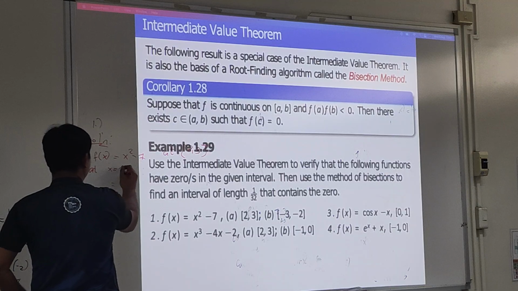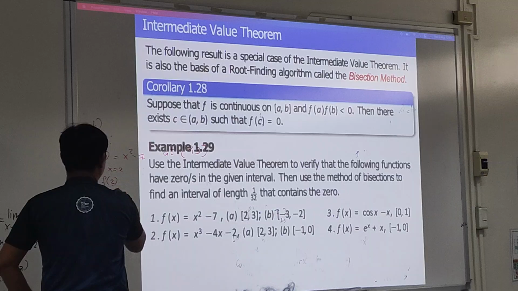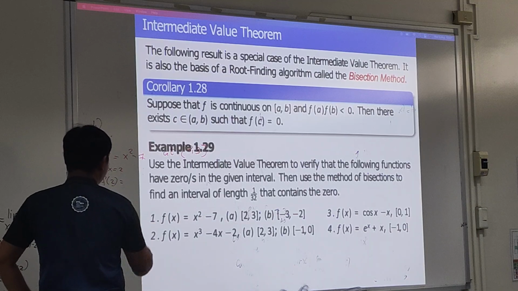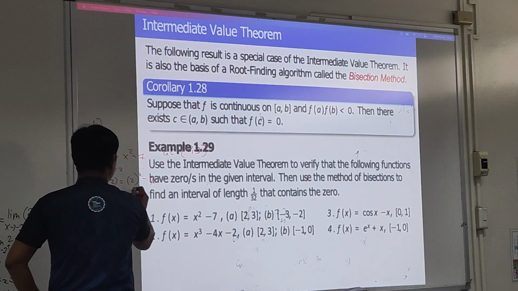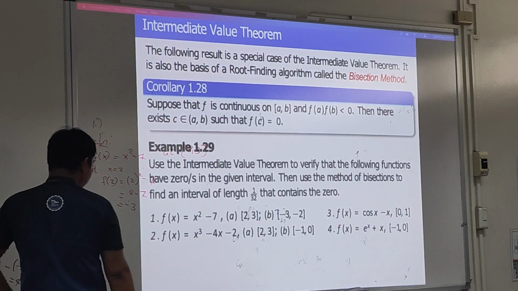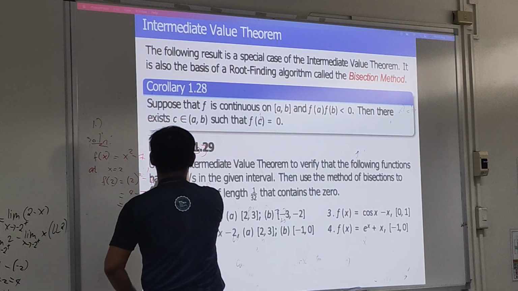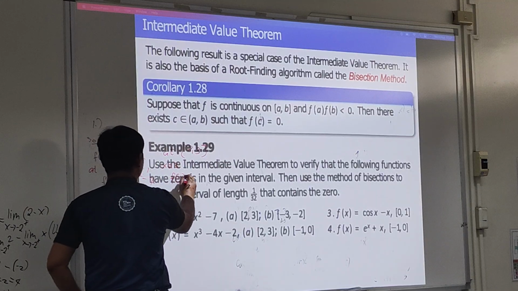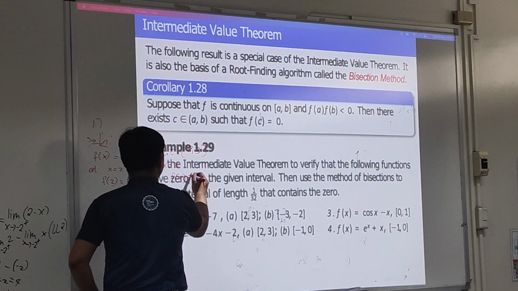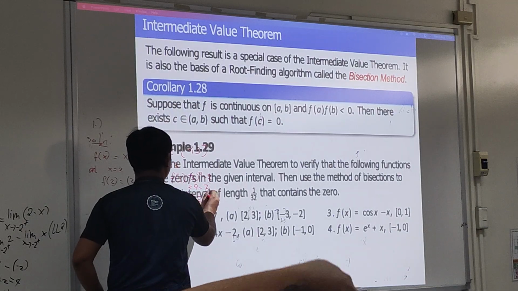At x is equal to 2, what is your f of 2? This is 2 squared minus 7, which is just 4 minus 7. You get negative 3. How about at x is equal to 3? So your f of 3 is what? 3 squared minus 7, that is just 9 minus 7, which is 2.